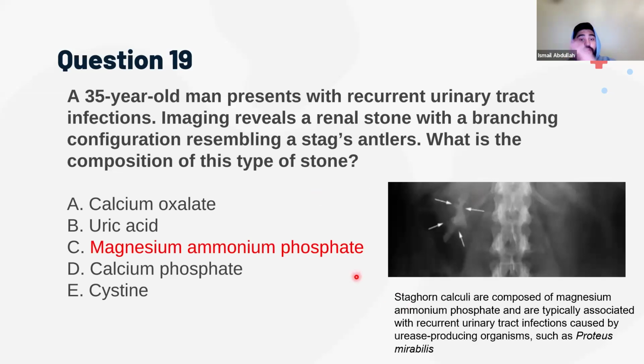Now, first of all, you have two keywords here: the staghorn imaging, and the other thing is that it's a recurrent UTI. Usually, recurrent UTIs with staghorn calculi are talking about Proteus mirabilis, and it's going to form this very high pH stone in the pelvis and the major calyces, actually, and it's going to be composed of magnesium ammonium phosphate, hence the high pH.